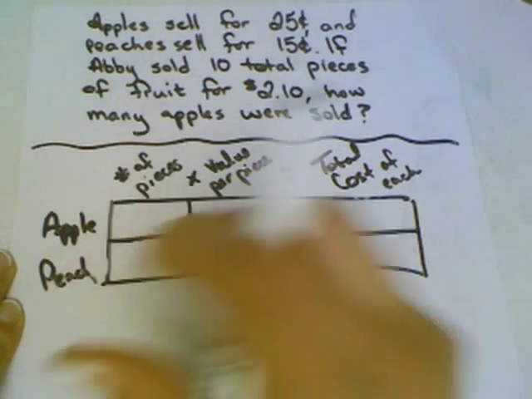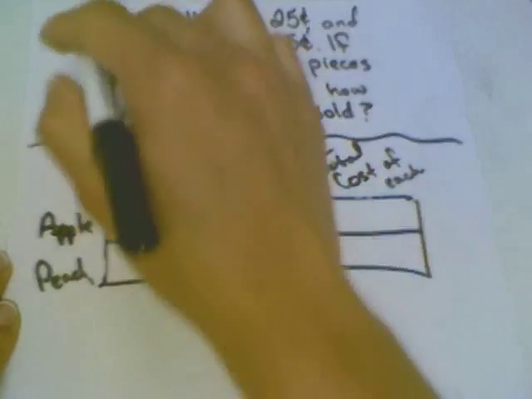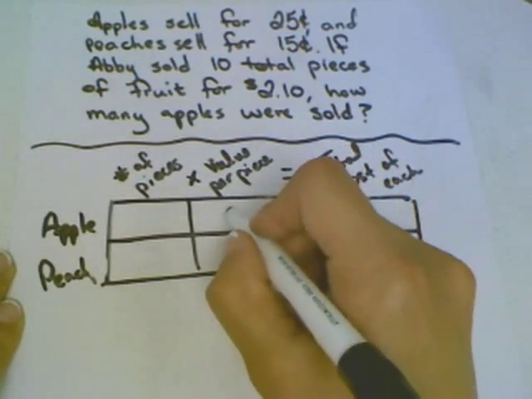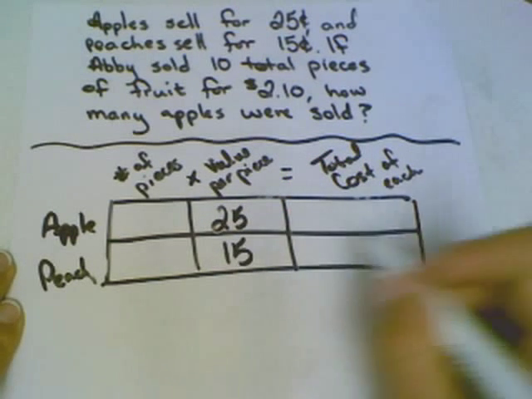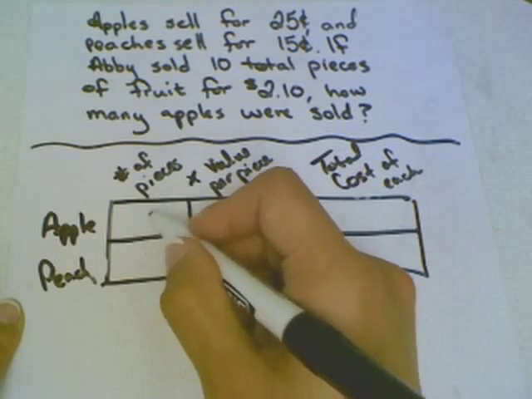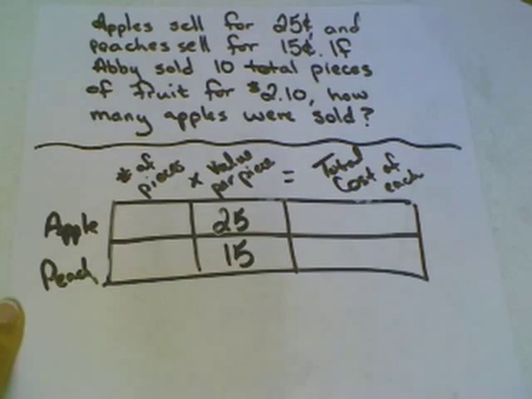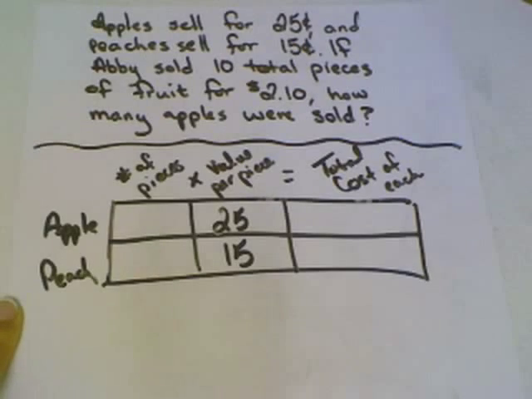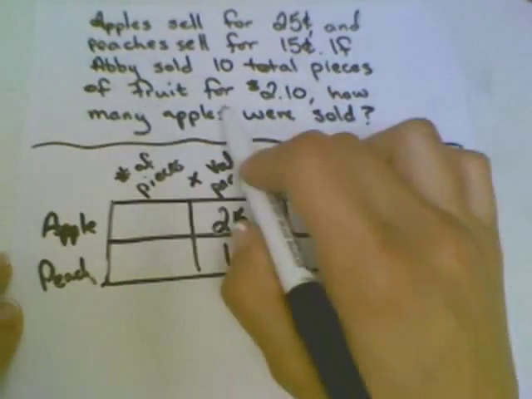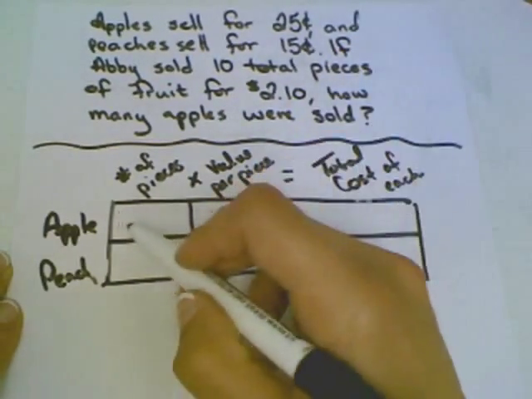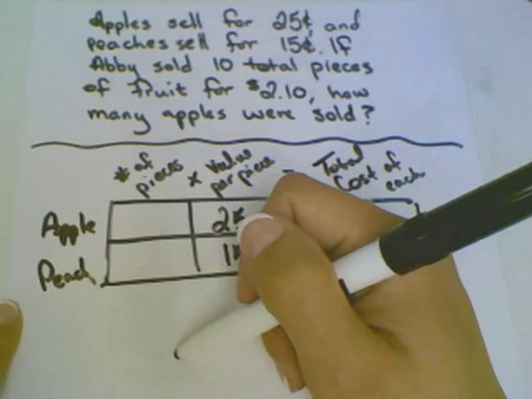There's one very obvious piece of information that I can throw in my chart right away, and that's the value per piece. The first sentence tells me apples are 25 cents and peaches are 15 cents. The more difficult part of this is going to be filling in the number of pieces. Now I know that I have 10 total pieces, and I know that I want to figure out the number of apples sold, but how can I use that information to fill in this column?